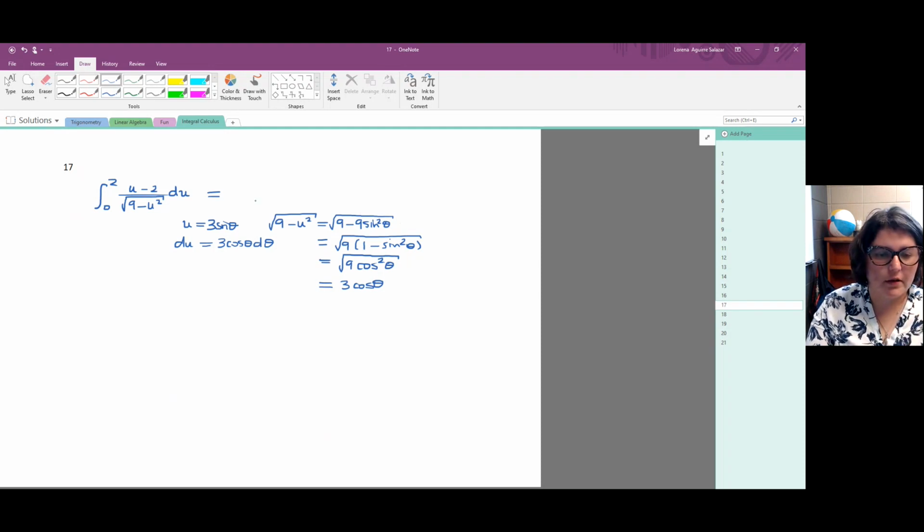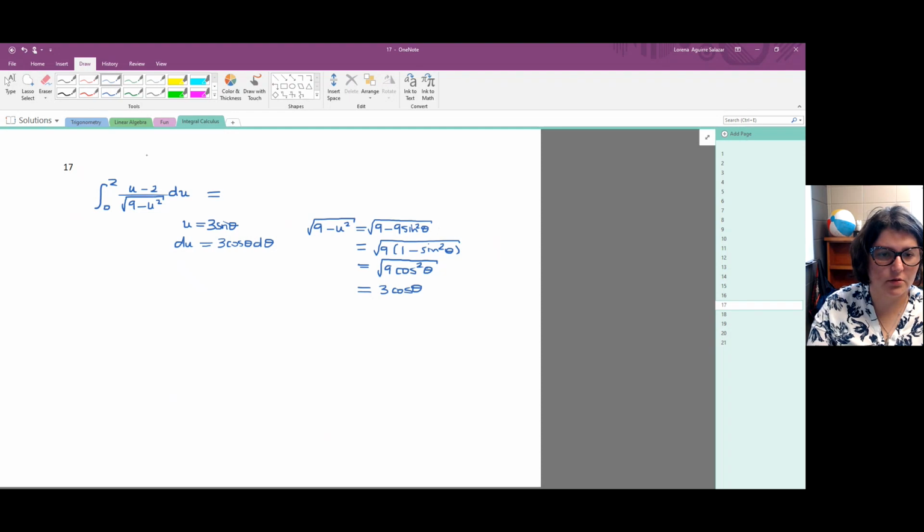We're working with an integral in terms of theta. In terms of theta, we are working with u, that's 3 sine of theta minus 2, divided by 3 times cosine of theta. And then du is 3 times cosine of theta d theta.